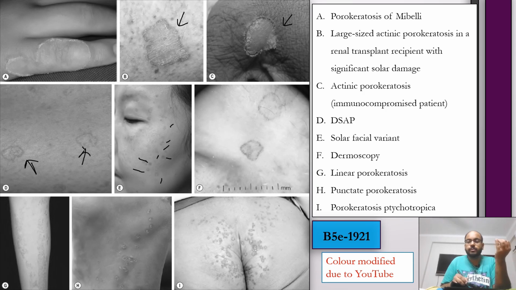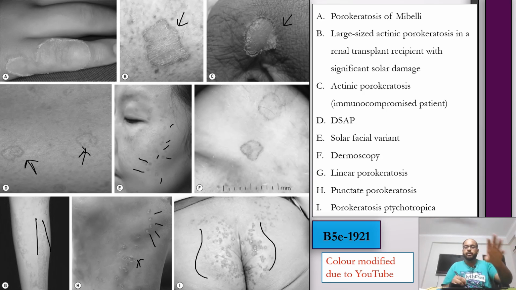So the solar facial variant is also implicated. The F image shows you a dermoscopy. We'll be discussing dermoscopy on the next slide, don't worry. This image shows linear porokeratosis developing linearly, while H shows punctate porokeratosis. So over the soles, you can see this kind of small puncture marks. And this is Ptychotropica. So you can see the special involvement of the intergluteal area, the gluteal cleft, or the perianal region with reddish brownish plaques. So this is Porokeratosis Ptychotropica. That means going inside the fold. So you can open up Bologna 5th edition, page 1921, and you can see this image clearly. Let's move forward.